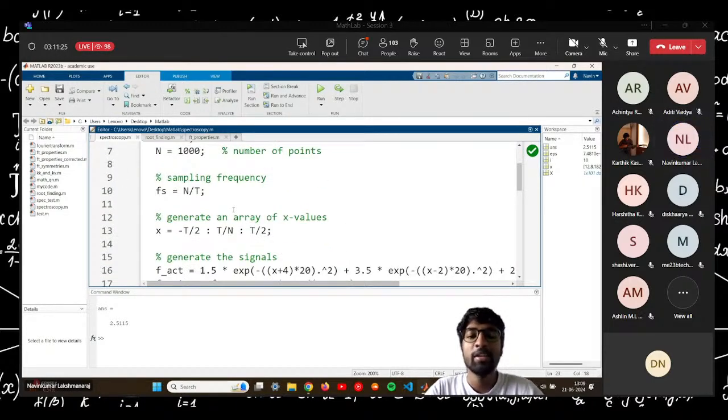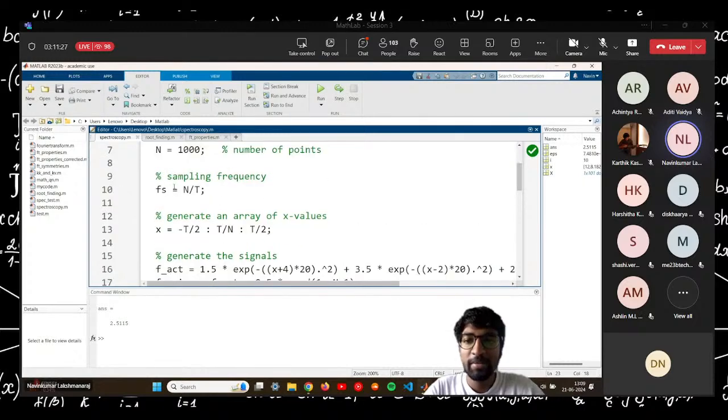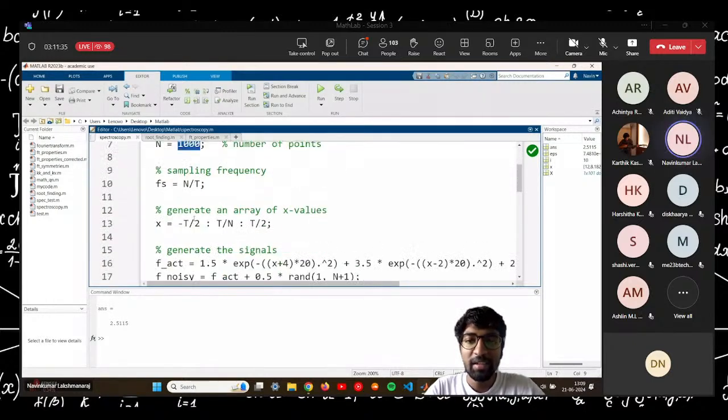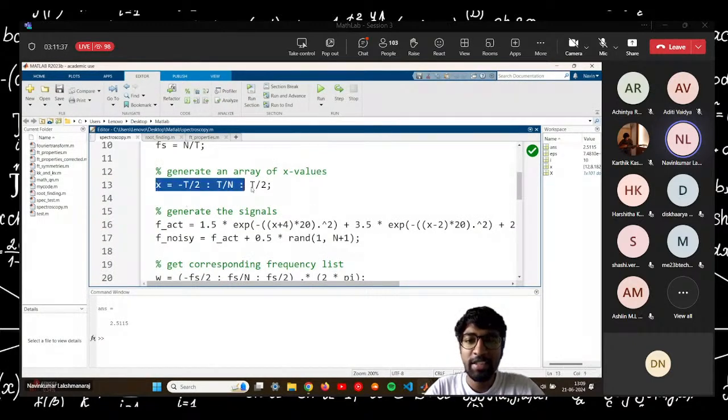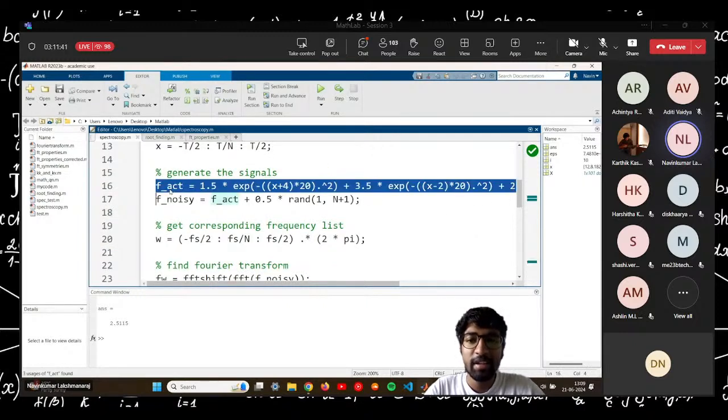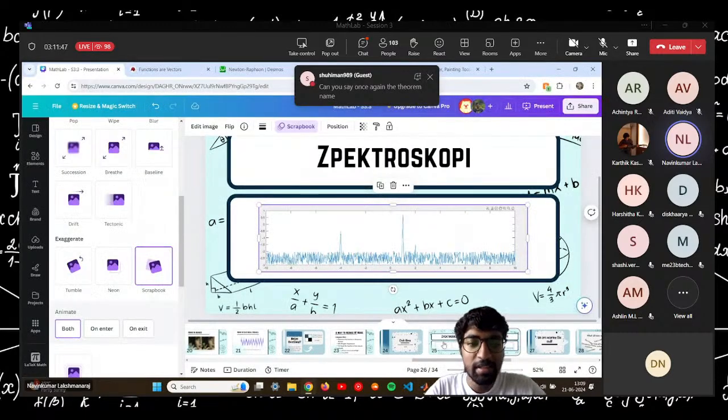So now that that's set aside, what I'm doing is pretty standard Octave business. I first set up these parameters, the time duration and the number of sampling points, and after that, I generate a list of x values, after which I actually compute the data. So f_actual is the actual signal that you see here in this slide.